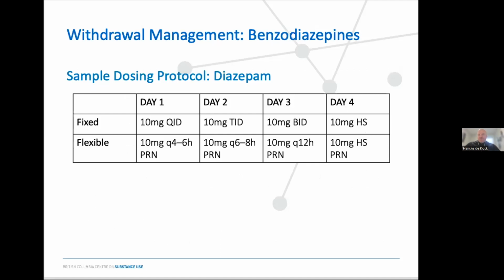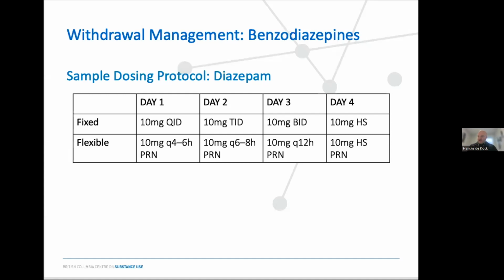And this is the withdrawal management strategy with benzodiazepines. As you can see, the first line is more of a fixed regimen. We start off with a QID dosage, and then it goes down to HS dosage. I would just like to comment that benzodiazepines are contraindicated in patients with severe respiratory insufficiency, hepatic disease, sleep apnea, and narrow-angle glaucoma.